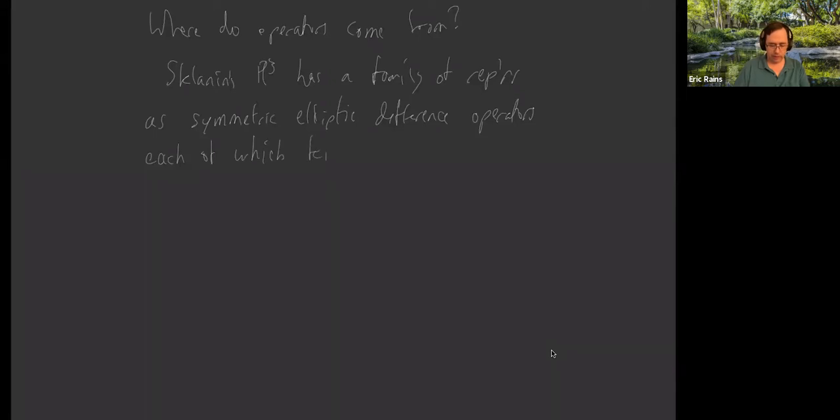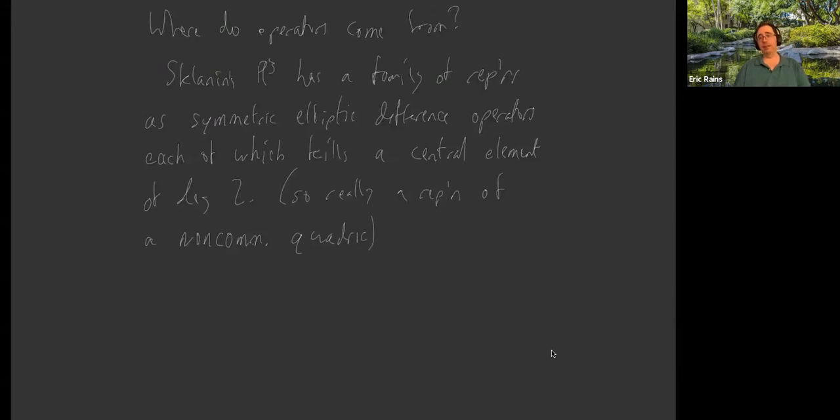is actually killing a central element of degree 2. So it's really, in fact, a representation of a non-commutative quadric. So this is a good start, because it's telling us that we at least get some example of a non-commutative quadric, i.e. P1 cross P1, that has a representation as difference operators.